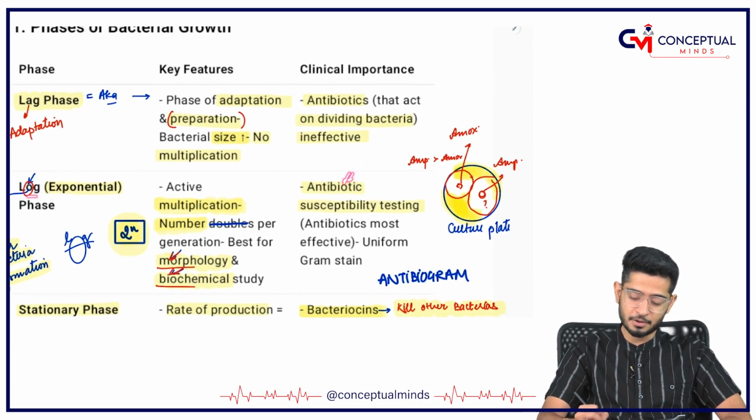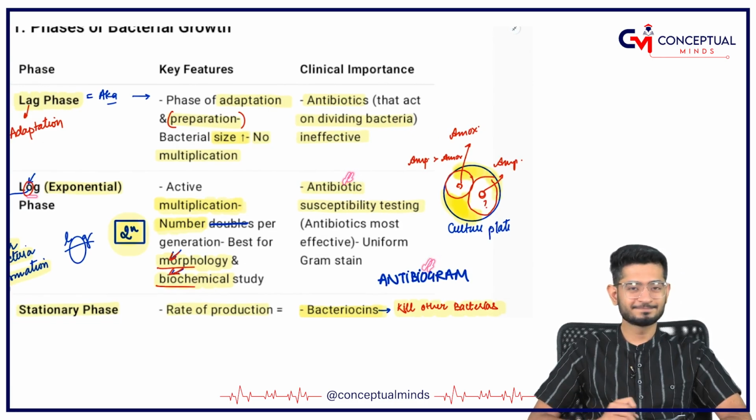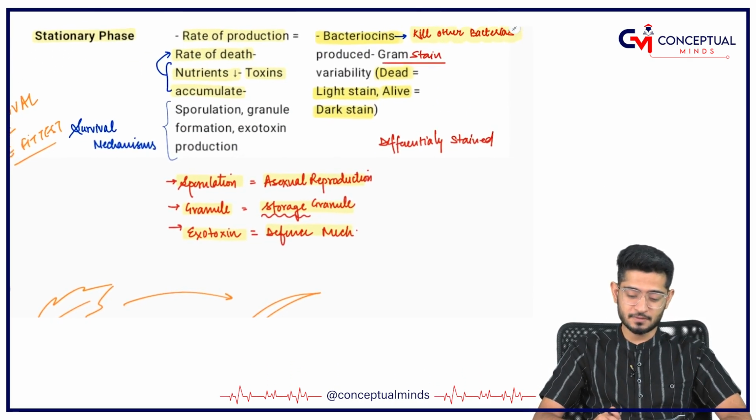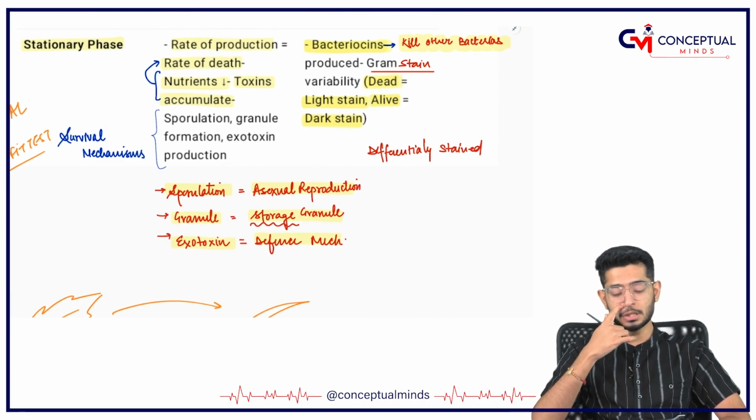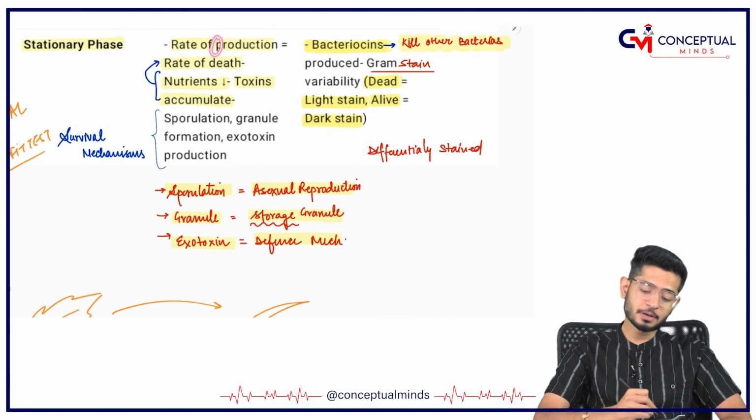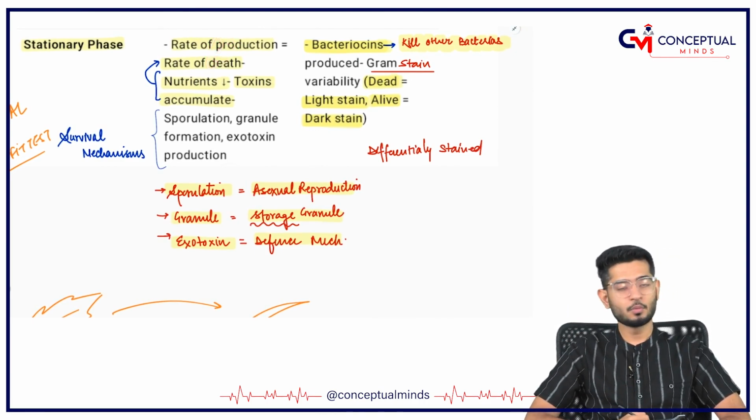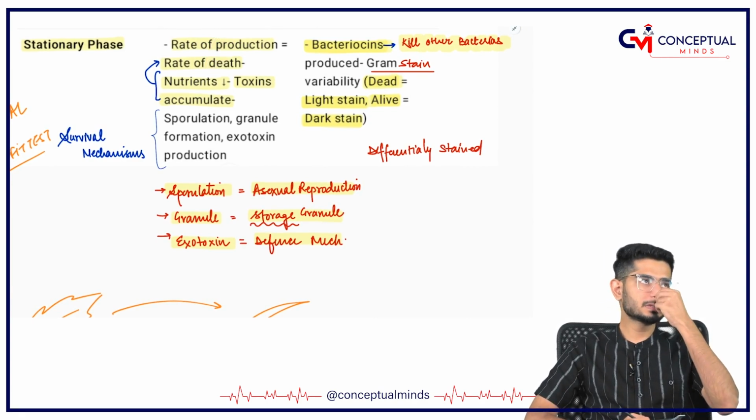See again, antibiotic coming again, log phase. Then stationary phase. Why does the population become stationary? Because the rate of production is equal to the rate of death. Why is it happening? In India, can you see, our population is growing.